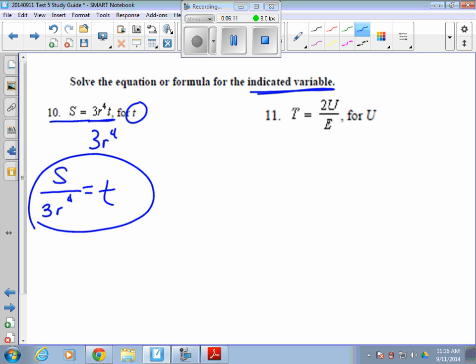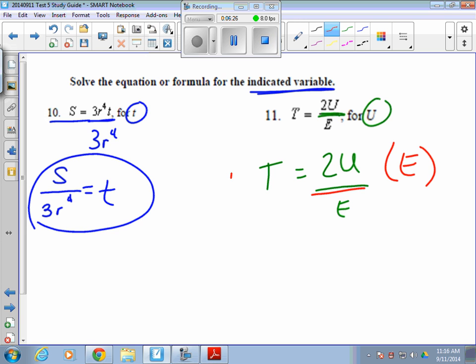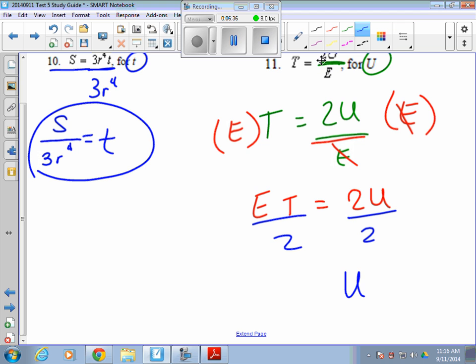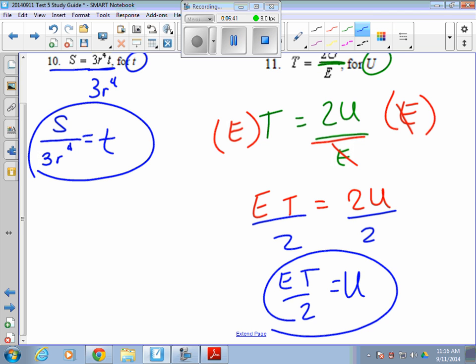Same steps for number 11. t equals 2 times u divided by e. Solve for u. So you have to cancel out this division first. So you have t equals 2u over e. Undo divide by e by multiplying by e. If you multiply the right, multiply the left. You have e times t now equals 2 times u. Undo 2 times something by dividing by 2 on both sides. u is equal to e times t over 2. Now u is all by itself.